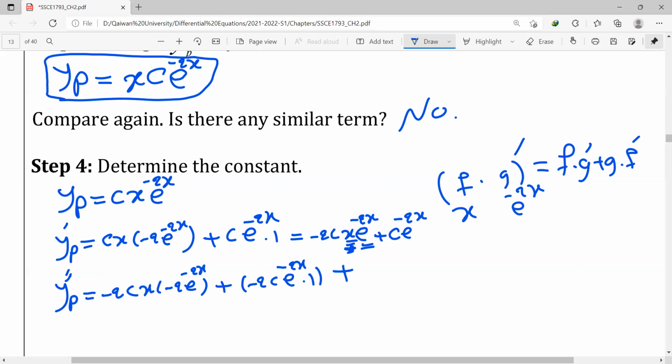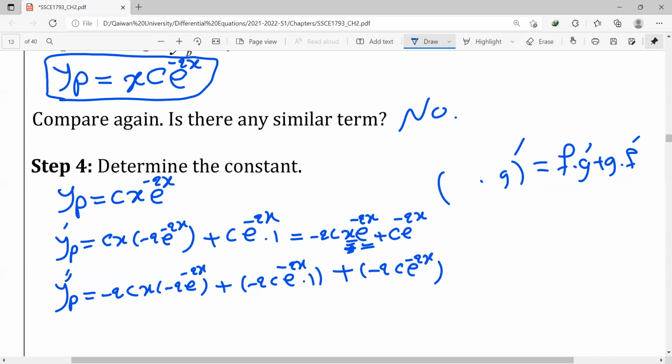Then plus derivative of the second term, which is minus 2c e to the power minus 2x. Is it? Because derivative of the exponential function is the exponential times derivative of the exponent. If you have e to the power u, its derivative is u prime times e to the power u. This is the rule for finding derivative of exponential function.